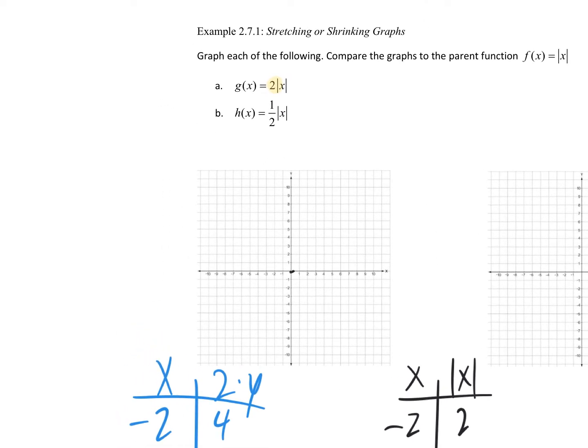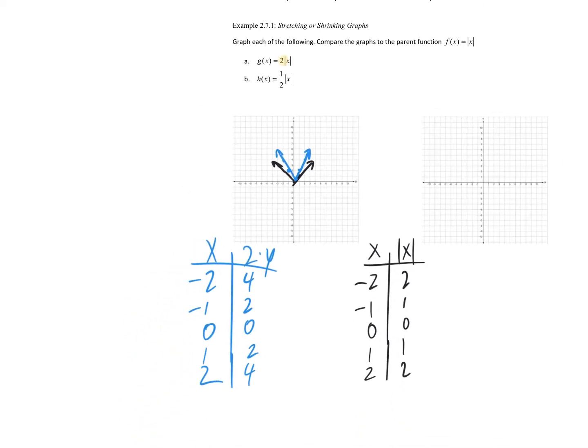So if we were to graph the original absolute value function, it looks something like this. And then our stretched version that we just came up with is going to look something like this instead. So you can see it is skinnier and definitely accelerating upwards a lot faster than the original version.